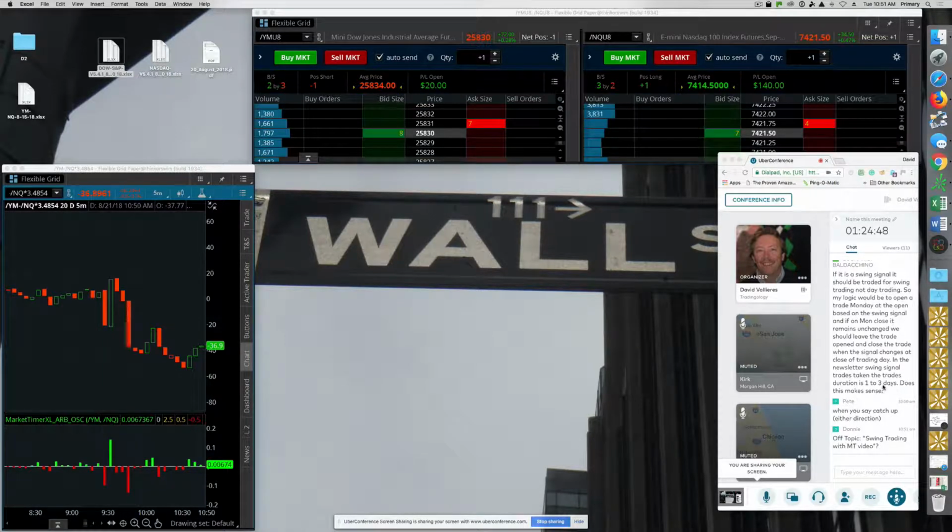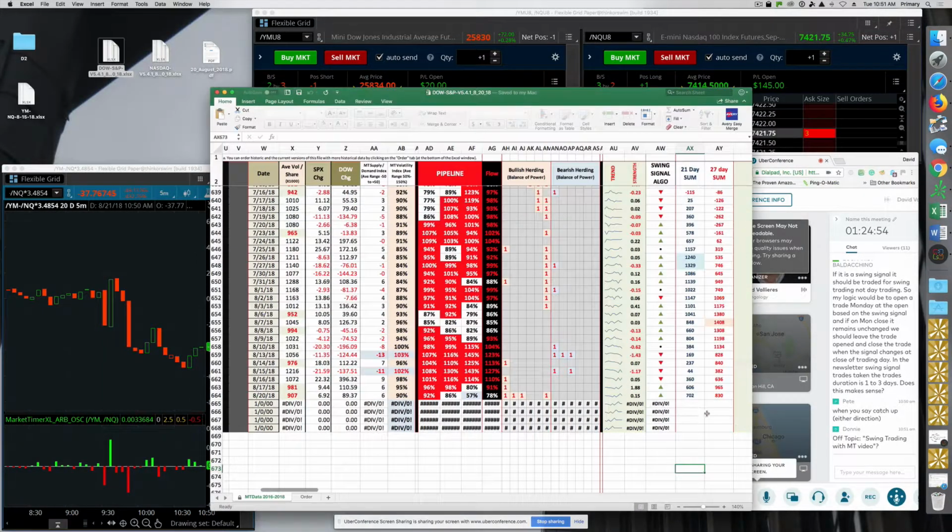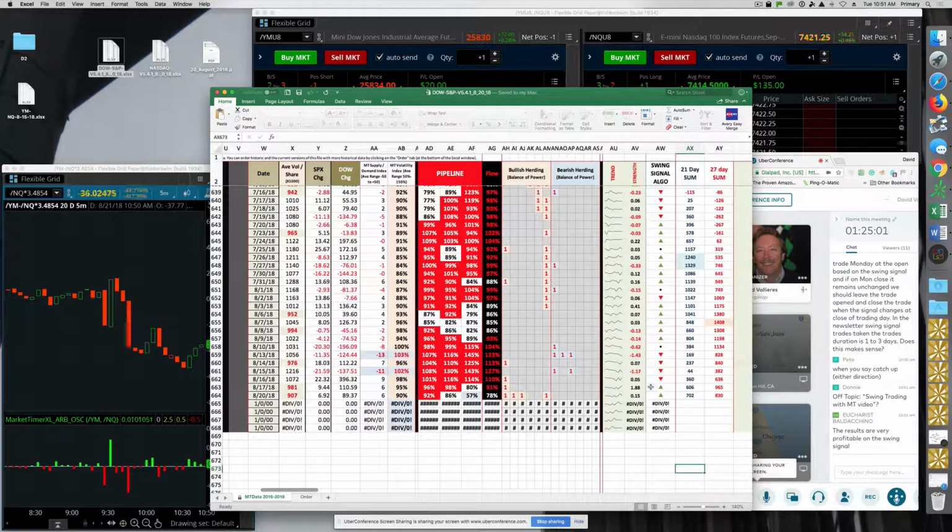So yeah, that absolutely makes sense. If you were in a swing trade, I would get into it when the signal changes. So when it went from negative to positive this day, and it stayed positive for a few hours, then yeah, you would want to stay in it for at least a couple of days. Absolutely.